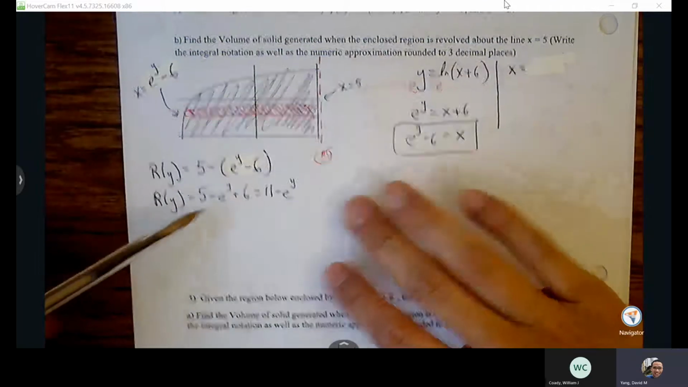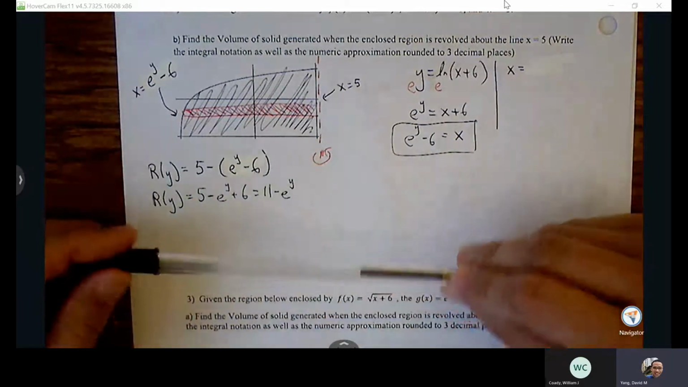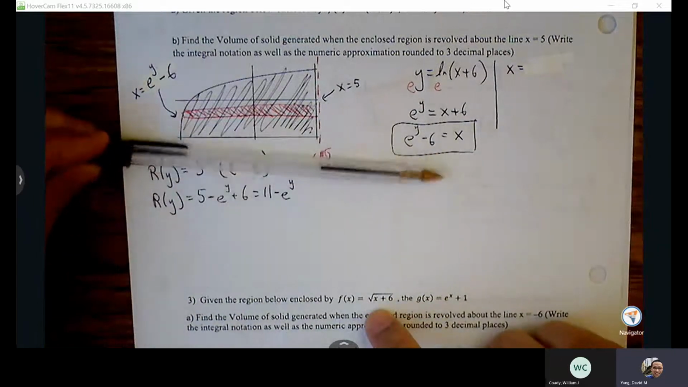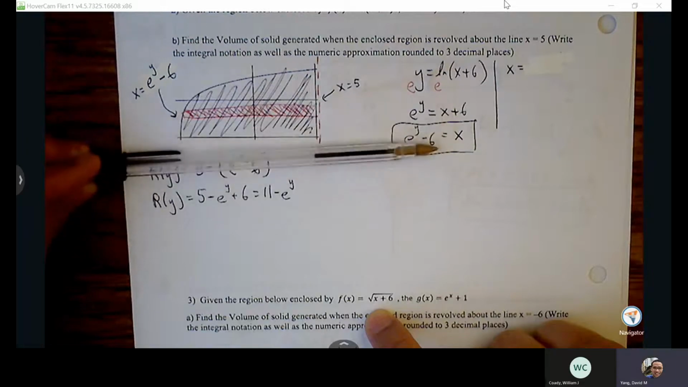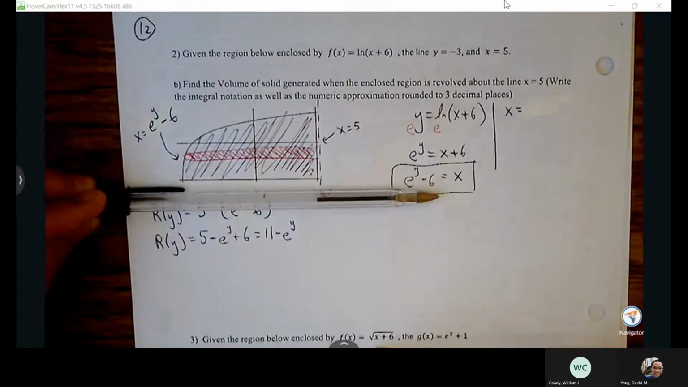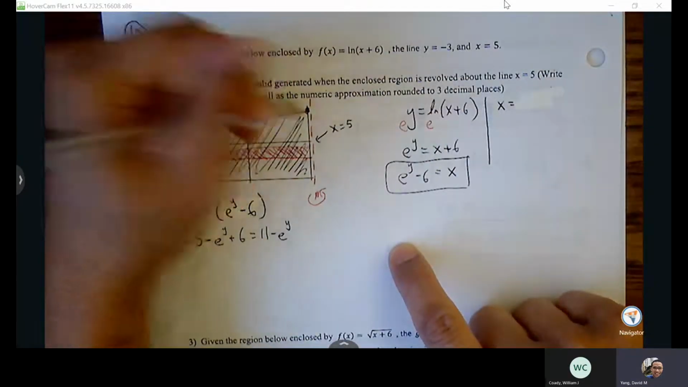Okay, so we have our big radius. The only thing missing now is we need the bounds. The bounds have to be in terms of y. So we're stacking these disks from the lowest to the highest y value. The lowest y value is -3, but the highest y value is going to be whatever this point is, right?